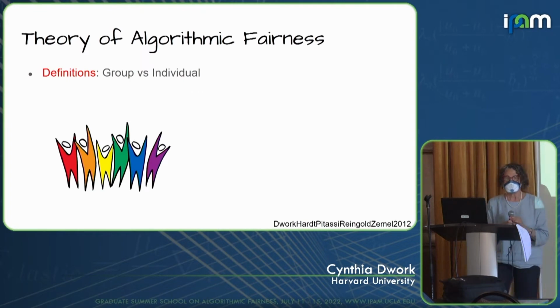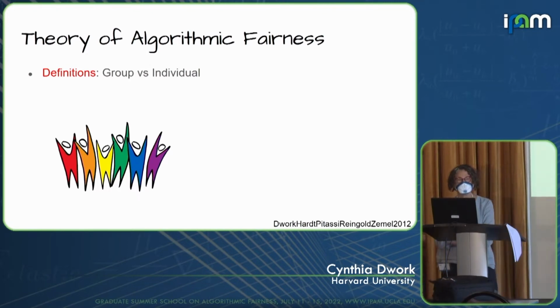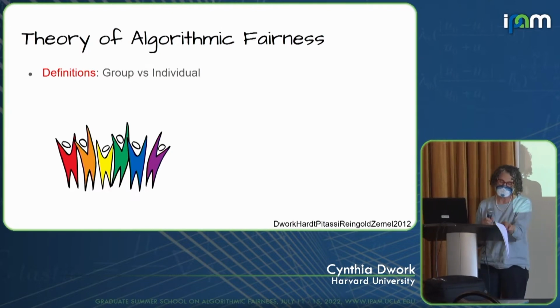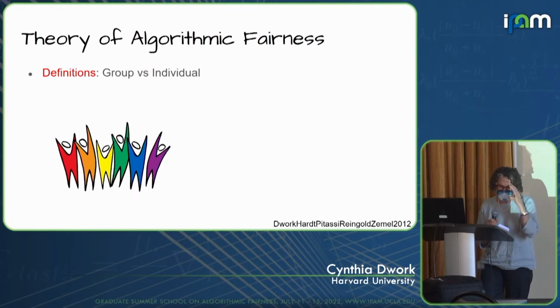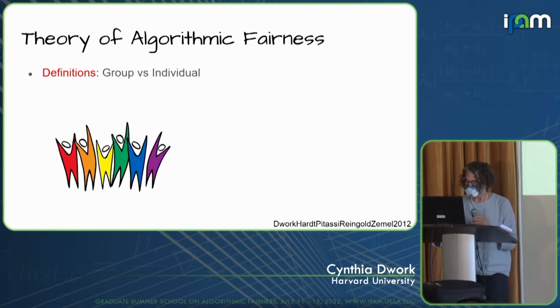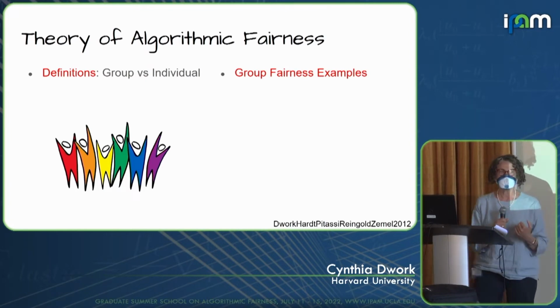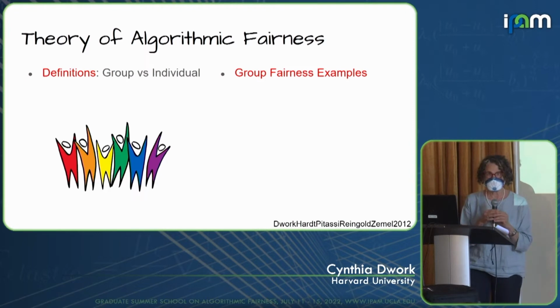Good. So in the literature on the theory of algorithmic fairness, there initially were two broad groups of notions of fairness: group fairness and individual fairness. Group fairness conditions are statistical requirements, typically, about the way in which two different demographic groups, typically disjoint demographic groups, or multiple demographic groups, will be treated.